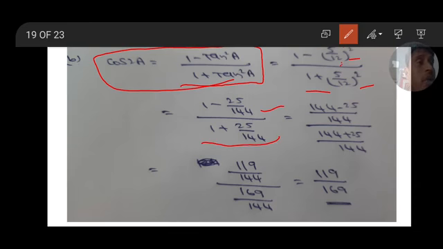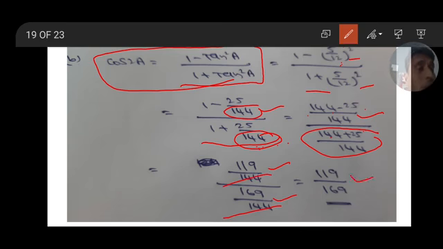So LCM 144 in the numerator: 144 minus 25 by 144. Denominator also 144 is the LCM: 144 plus 25 by 144. 144 minus 25 is 119 by 144, and 144 plus 25 is 169 by 144. This 144 cancels. 119 by 169 is the answer.